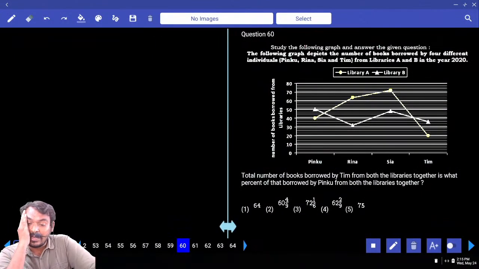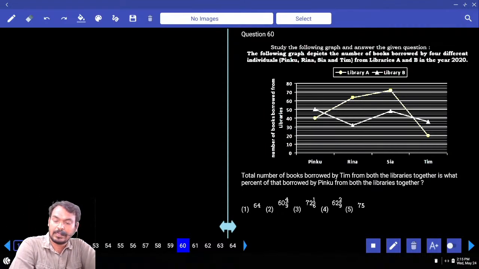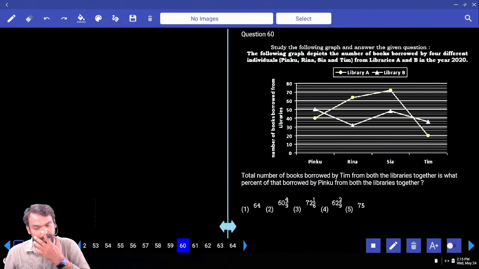The following graph depicts the number of books borrowed by 4 different individuals, Pinku, Rina, Sia and Tim, from libraries A and B in the year 2020. And here how many persons? 4 persons. And library A and library B data are given.